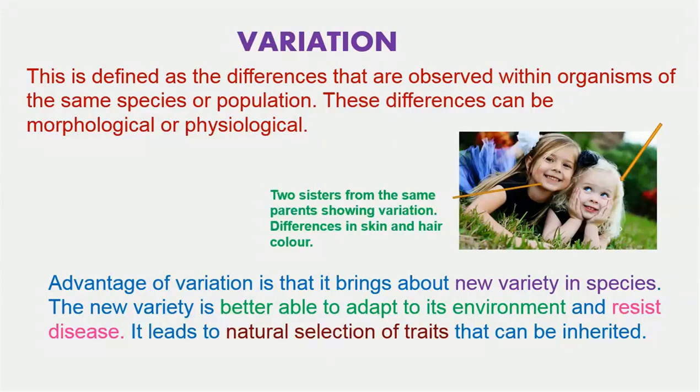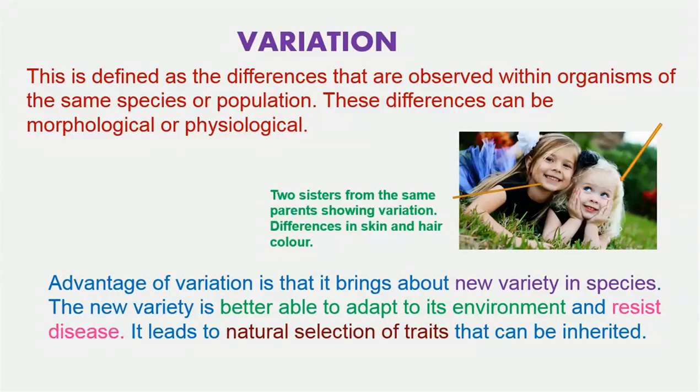Now let's talk about some advantages of variation. One advantage of variation is that it brings about new variety in species. New variety means new or different organism entirely. For example, 2 parents give birth to a child. The child is from the 2, having their 2 genes inside him or her, but there are some differences in that child that is different from the parents. Now, this new variety is better able to adapt to its environment and can resist diseases better.